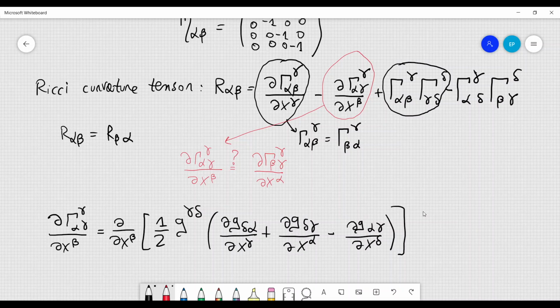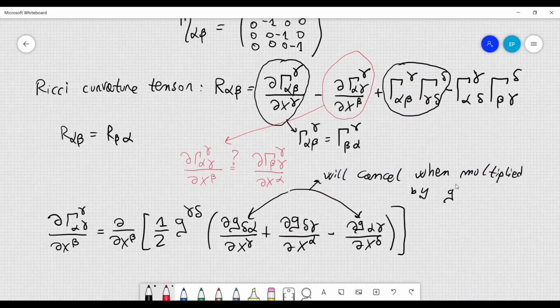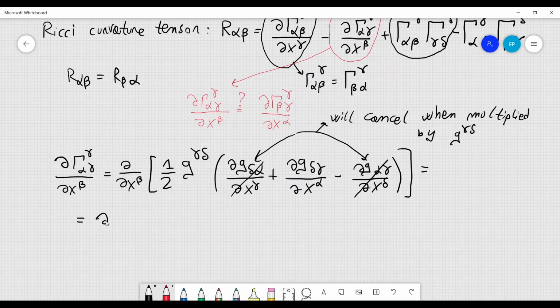And now we can see that these two terms here, this one and this one and this one, will cancel when multiplied by g^γδ, which is this quantity here, because those two expressions are symmetric with respect to γ and δ. So I can also cancel these two terms here. Therefore, this will become equal to the derivative with respect to x^β of 1/2, which I can also factor out of this expression here. And then I have g^γδ ∂g_δγ/∂x^α.